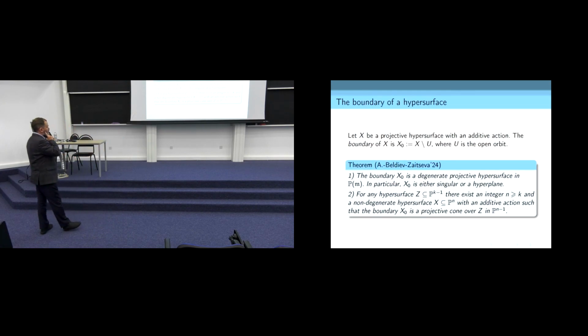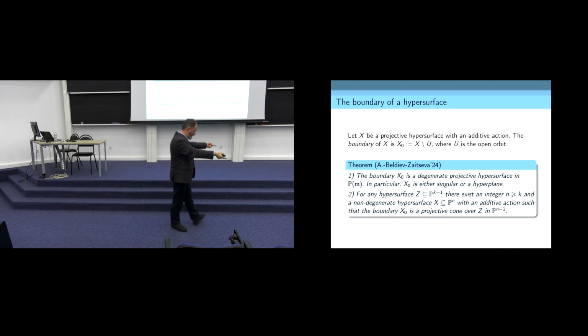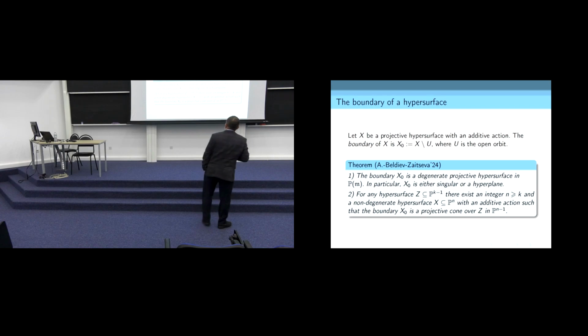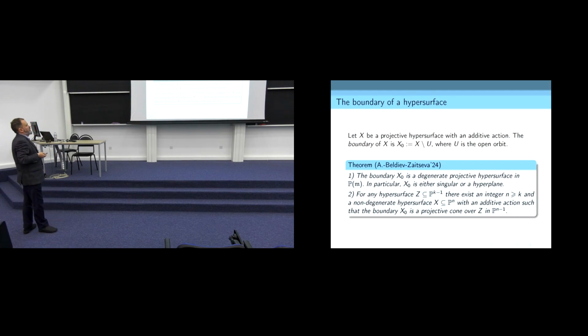And what about the boundary? So if I take a projective hypersurface with an additive action, I can ask what is the complement of this additive action. In the case of projective space, the complement to the open orbit is very easy. This is just a hyperplane. But it turns out that in the case of a projective hypersurface, the boundary may be as difficult as you like.